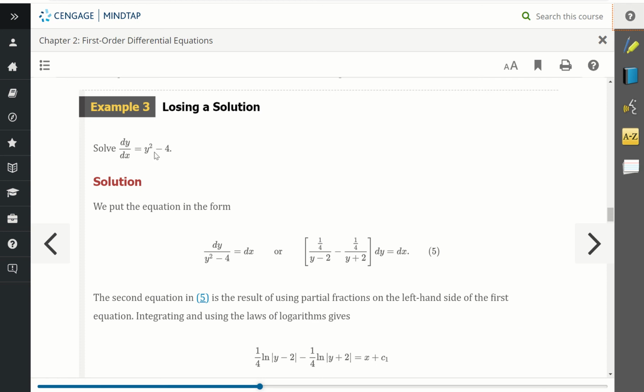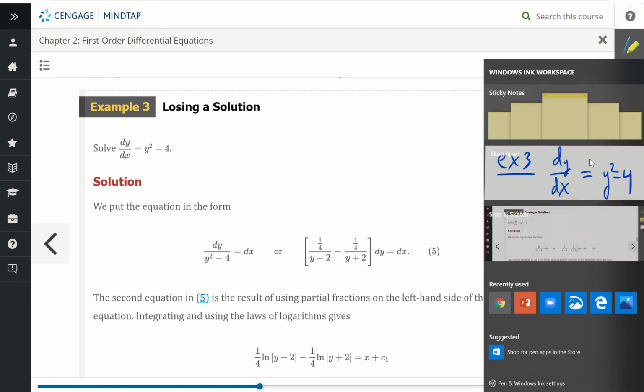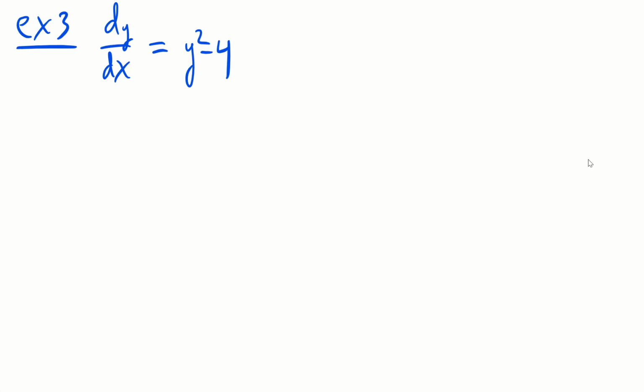The next problem we're going to look at is example 3, which discusses what happens when we lose a solution. In example 3, we want to solve the separable differential equation dy/dx equals y squared minus 4.